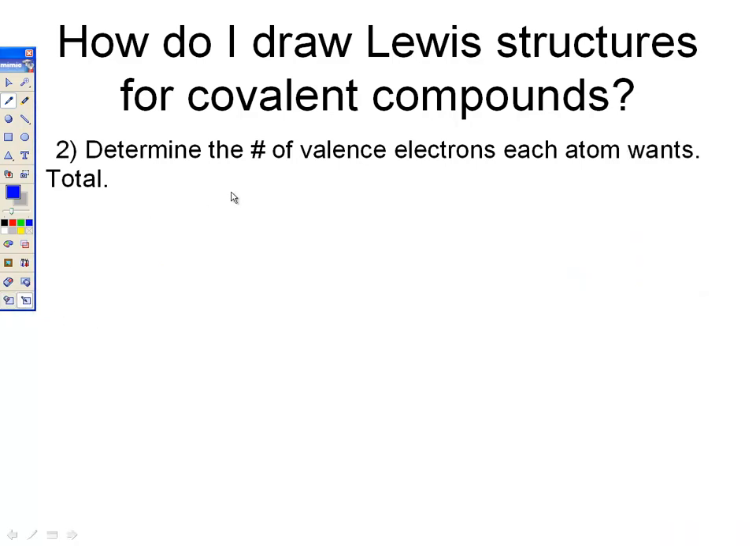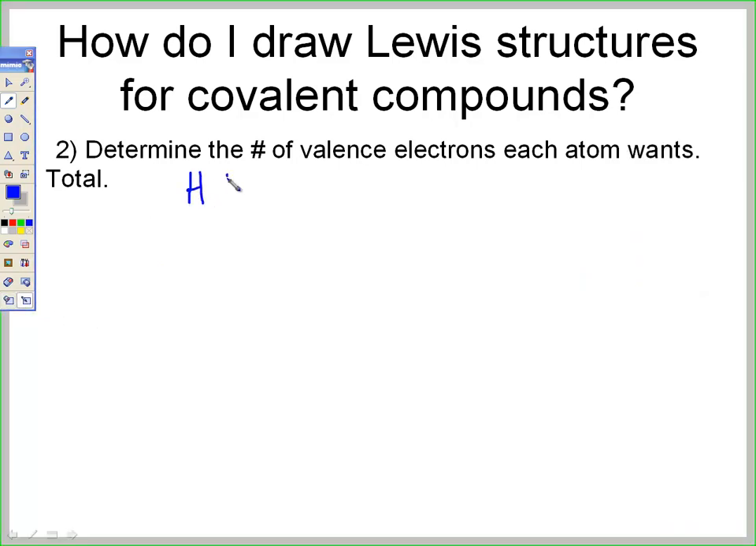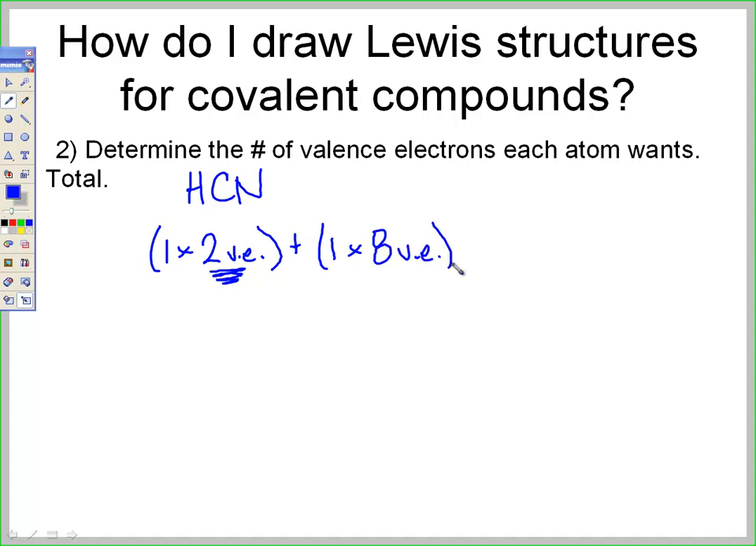Step 2 is determine the number of valence electrons each atom wants. So we'll start with hydrogen again. There's one of them. Hydrogens, remember, only want 2 valence electrons. That's the only exception to the octet rule. Carbon, there's one, and carbon would be happy with 8. Nitrogen, there's one, and it would be happy with 8.